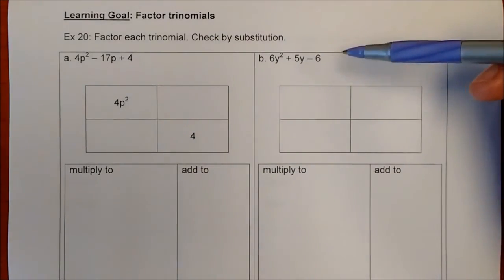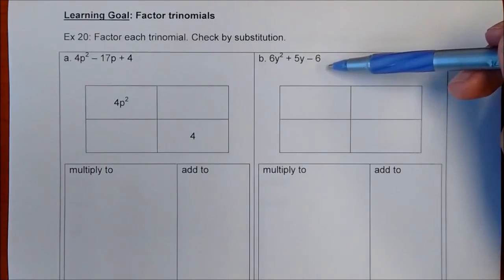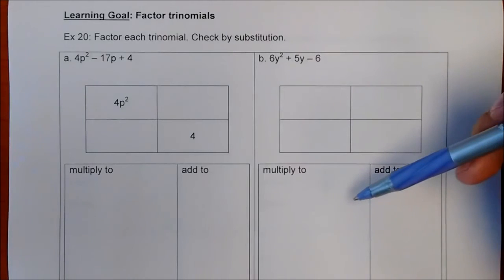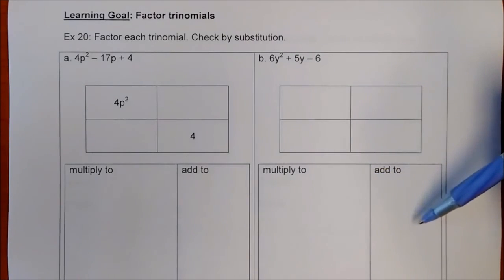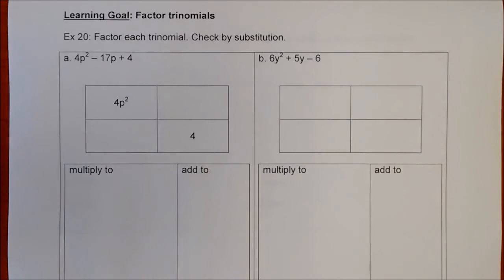And similarly, for part B, 6y squared plus 5y minus 6, you'll have to fill out the area model and complete the multiply to and add to boxes. Now go ahead and pause the video and try these two on your own with your neighbor.